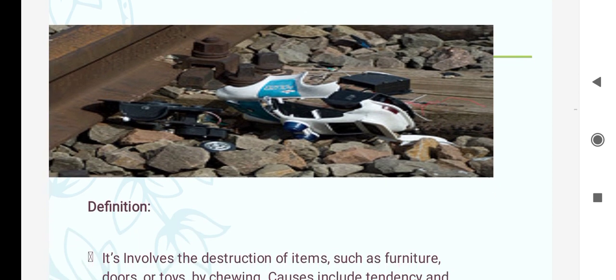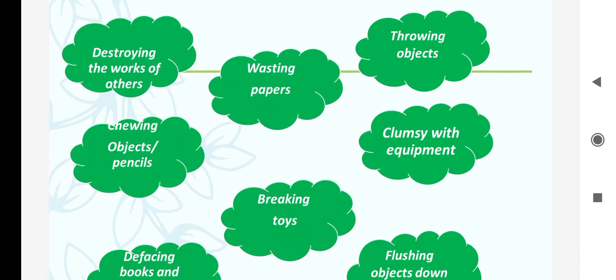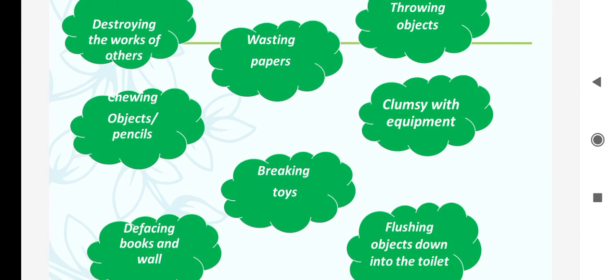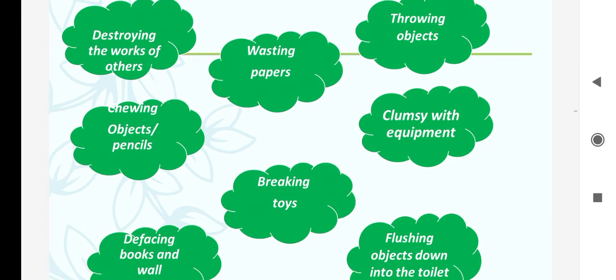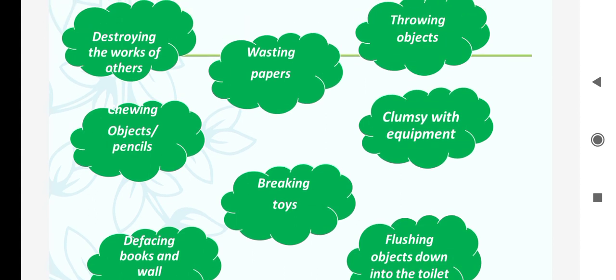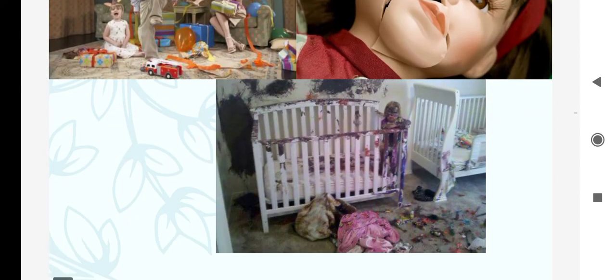Destructive behavior, the definition: it involves the destruction of items such as furniture, doors, or toys, or by chewing. Causes include tendency and play aggression. There are 8 destructive behaviors: destroying the work of others, chewing objects or pencils, defacing books and walls, wasting papers, breaking toys, throwing objects, being clumsy with equipment, and flushing objects down the toilet.